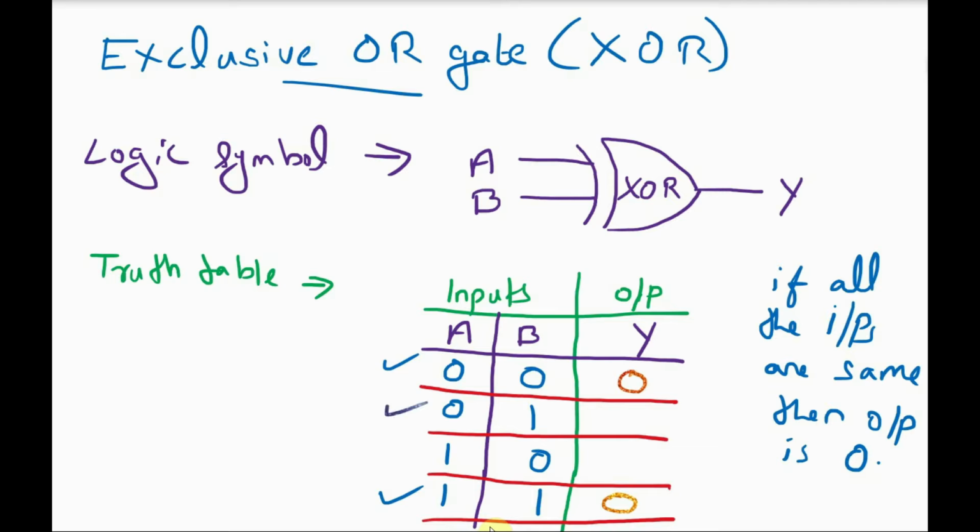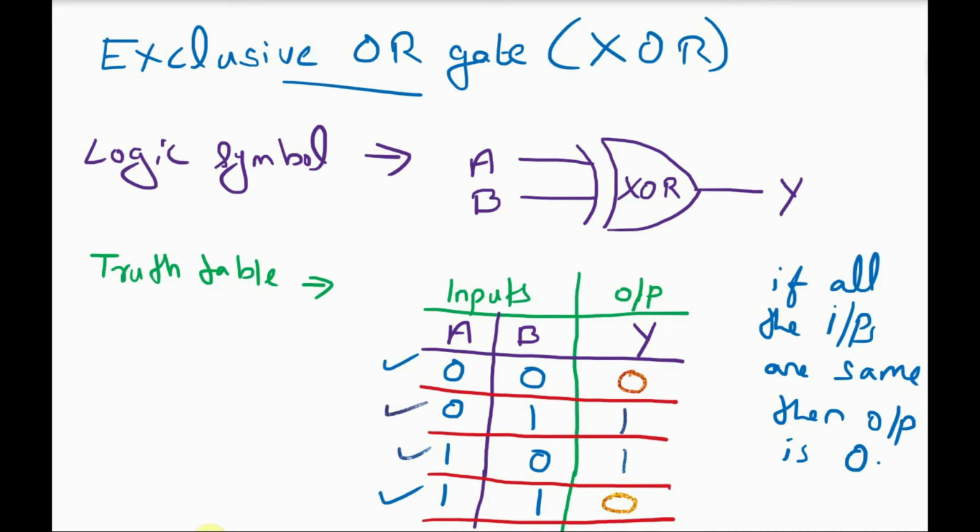Consider the second case. A is 0 and B is 1. So both A and B are different. So the output is 1. And the third case, A is 1 and B is 0. Both A and B are different. So the output is 1. So this is the truth table of XOR gate. That is, the output is 1 only if all the inputs are different. If all the inputs are same, then the output is 0.